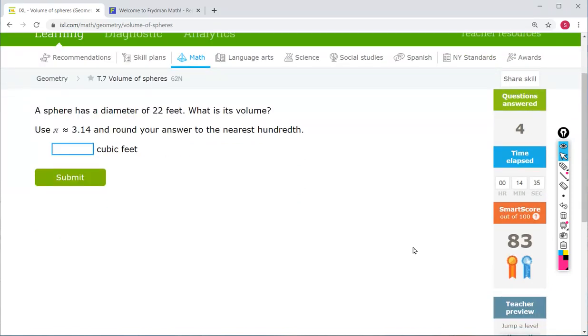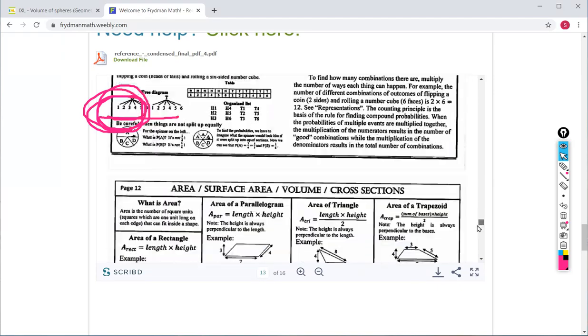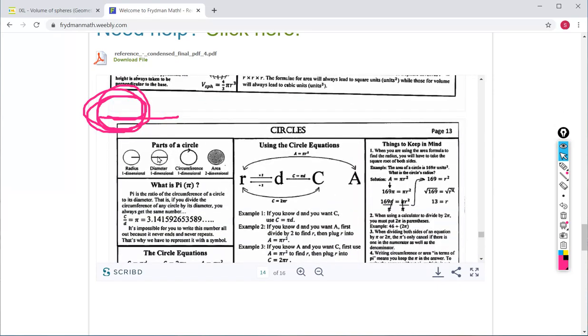Okay, so this problem is really also the same, except it's in words. So you have to pay attention. You have to read these. When it gives you a word problem, read the word problem. This says a sphere has a diameter of 22 feet. Diameter. That's important. Remember, this is the diameter, which is not what we want for the volume formula.